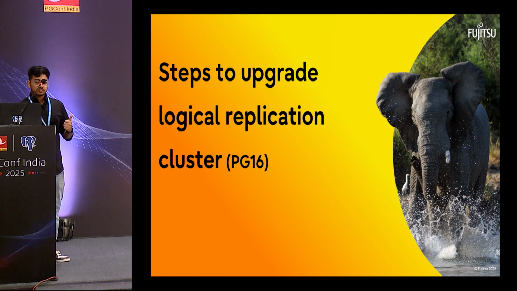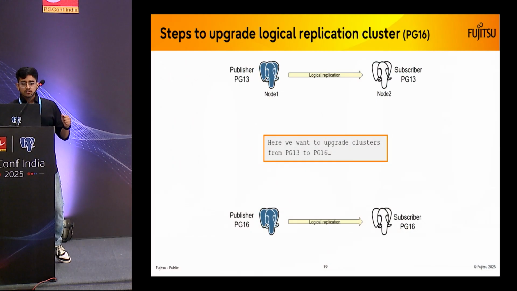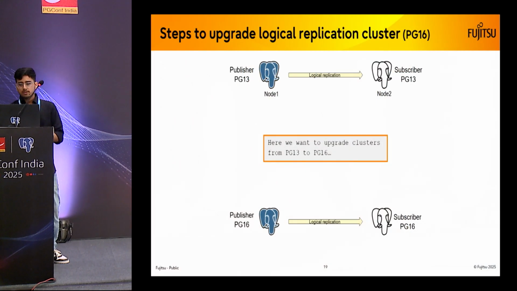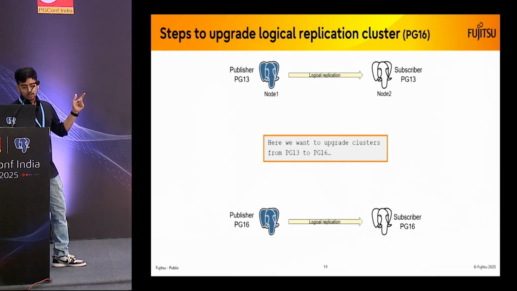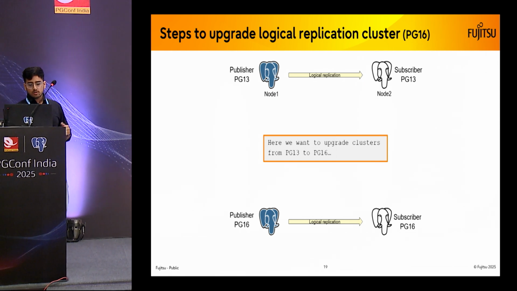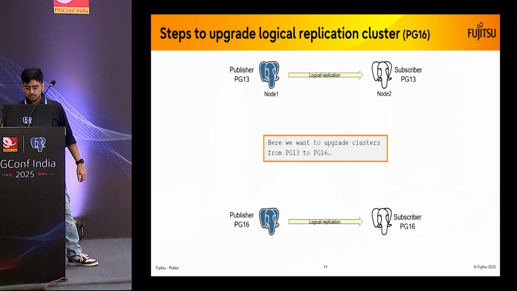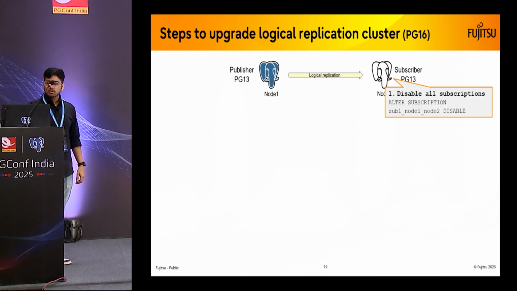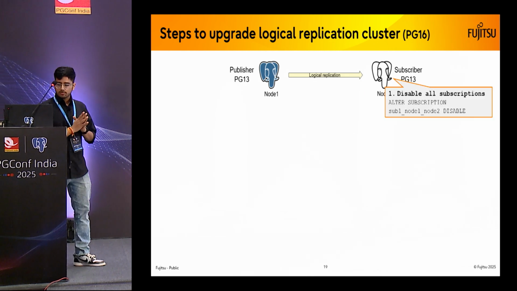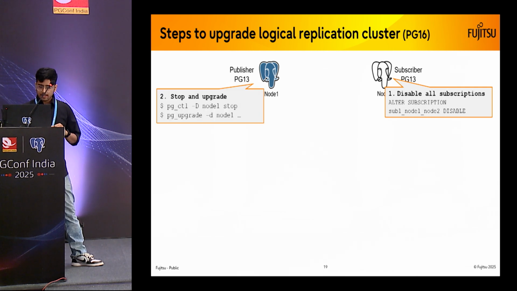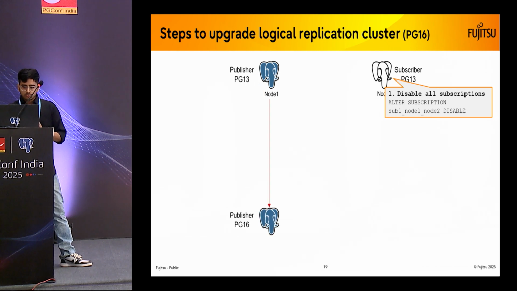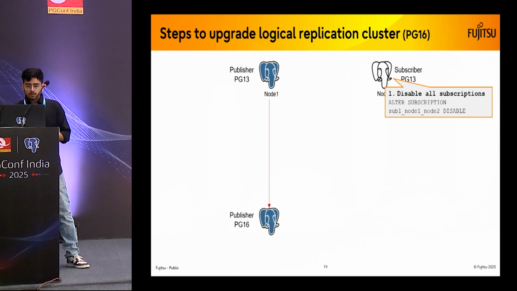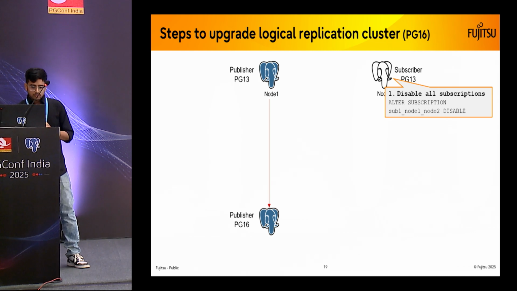Now we will see the steps to upgrade logical replication till PG16. It is the same setup: the initial logical replication setup is on PG13, and we want to upgrade it to a logical replication setup on PG16. So let's get started. First of all, we will disable all subscriptions on node 2, and then we will stop and upgrade node 1.